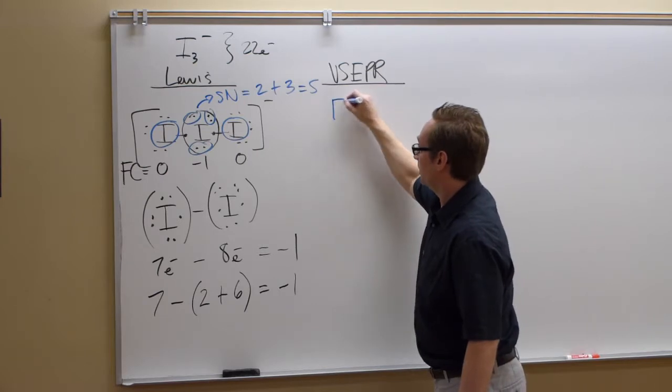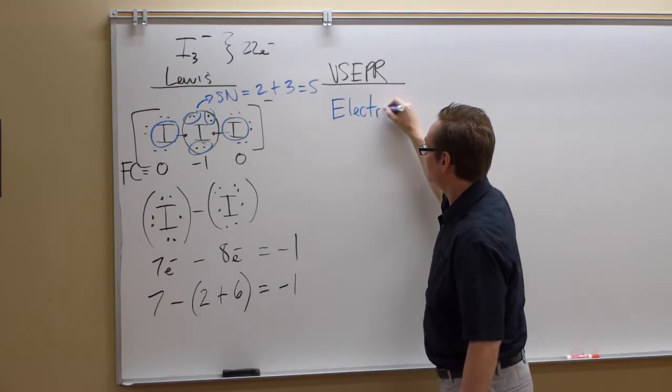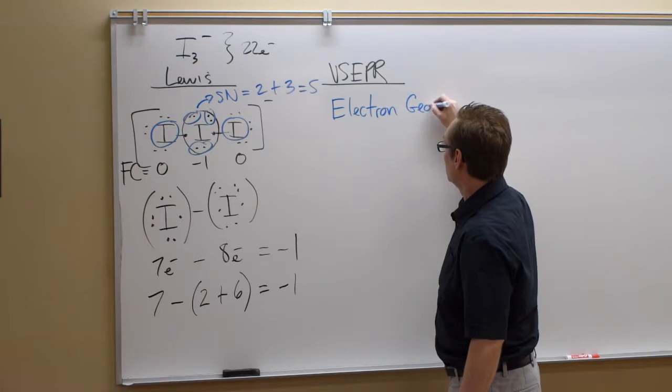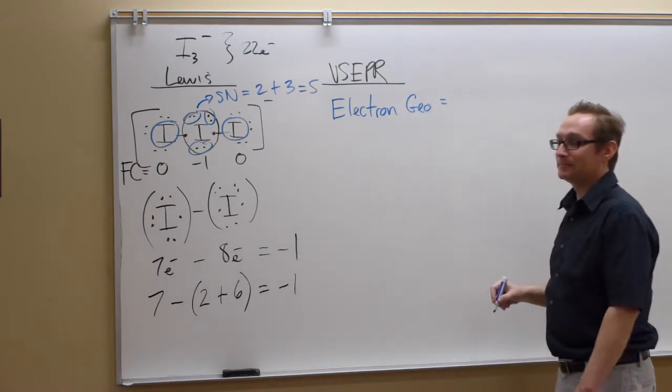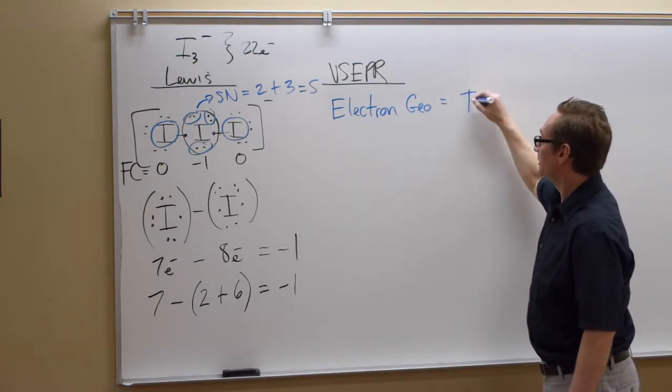My electron geometry is going to still be what? Trigonal bipyramid.